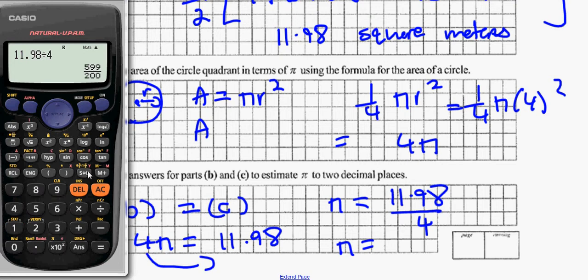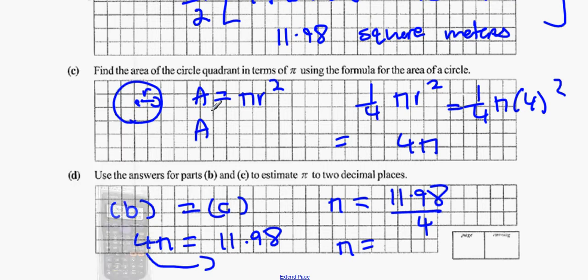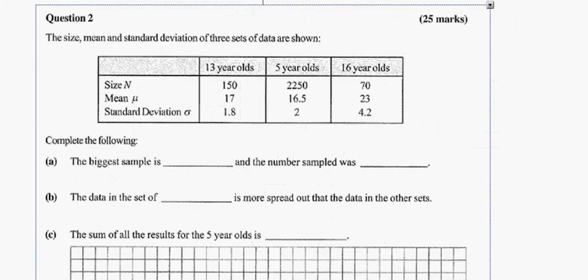So what we get is 11.98 divided by 4. And what we get here is 2.995, which if we round it off comes to 3. Okay, next one.